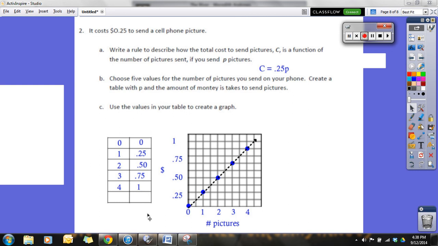Okay, so we're back. Again, you could have chosen any numbers that you wanted to as long as they were realistic. I went with 0, 1, 2, 3, 4 again. Plugged them into our equation C equals 0.25p. And this is the resulting table and graph.